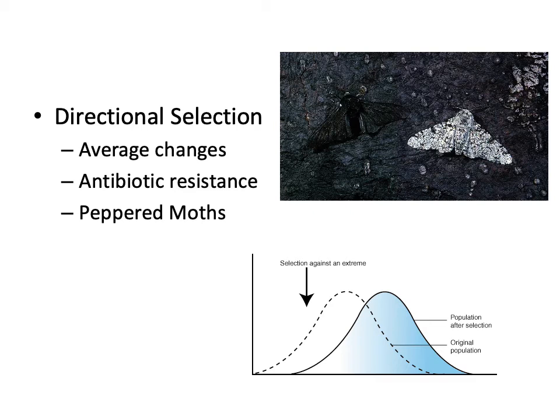And then more recently, the tree trunks have been turning light again because of pollution controls. There's not as much pollution. We're just naturally switching away from coal and burning trees. We're using natural gas and other forms of energy. It's not quite as polluting. So directional selection, the average characteristics of a population change through time.